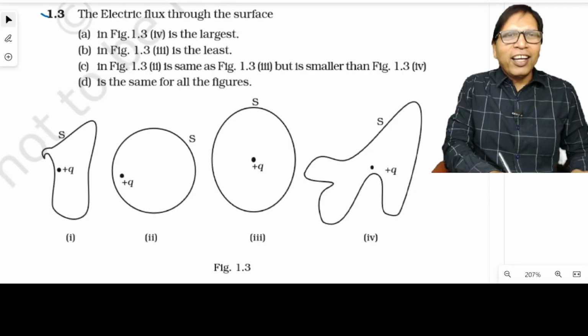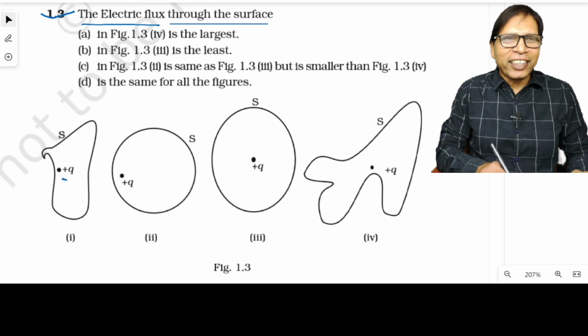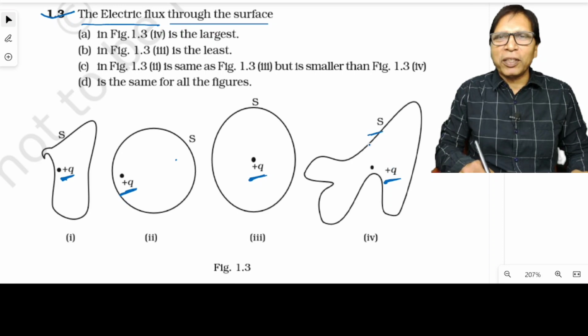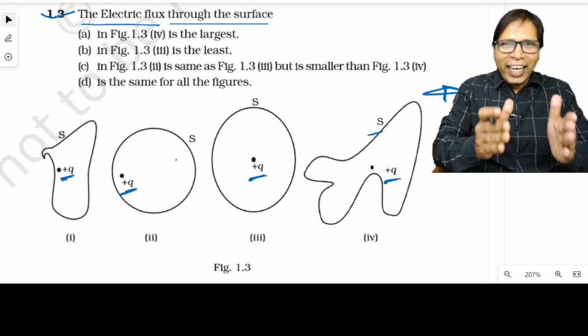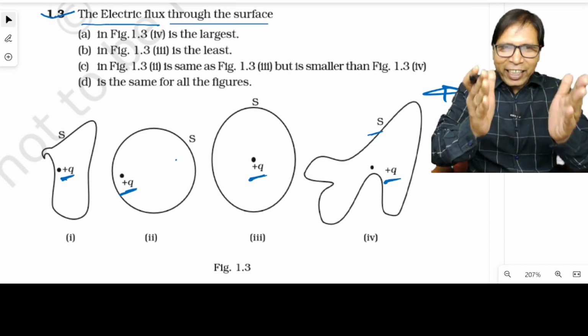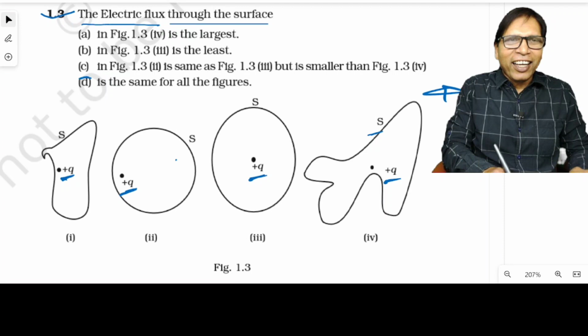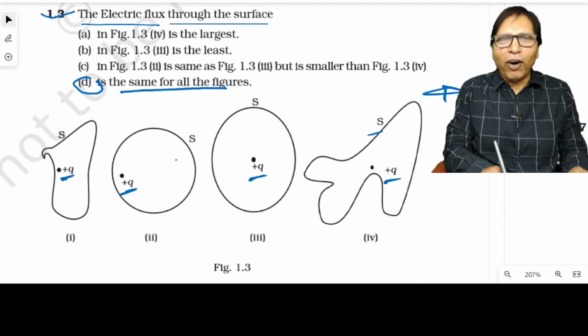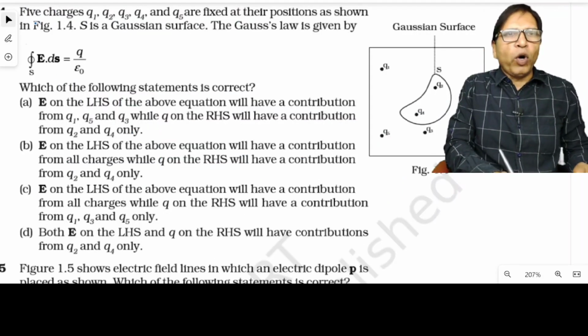Okay. Now look at this question number 1.3. Electric flux through the surface. Look at this. This is the surface S, this is the charge Q. So electric flux phi is equal to Q by epsilon naught. The charge enclosed by each surface is the same, so flux is also the same. So look at this. The option D is correct: same for all the figures.